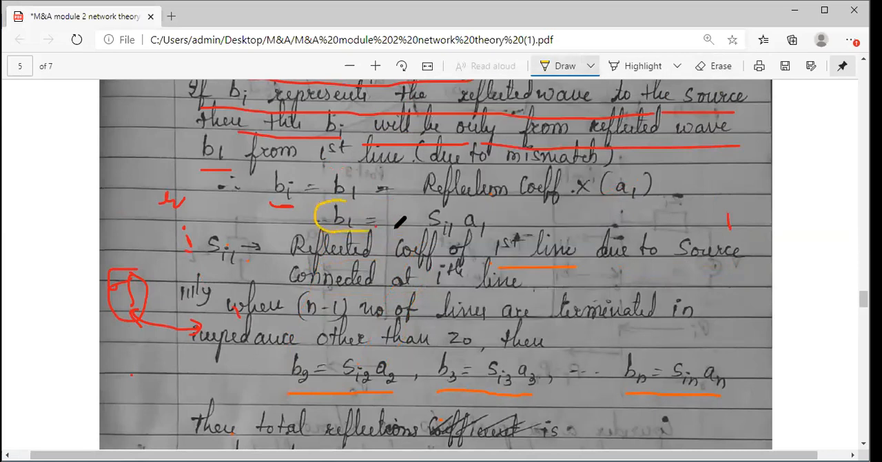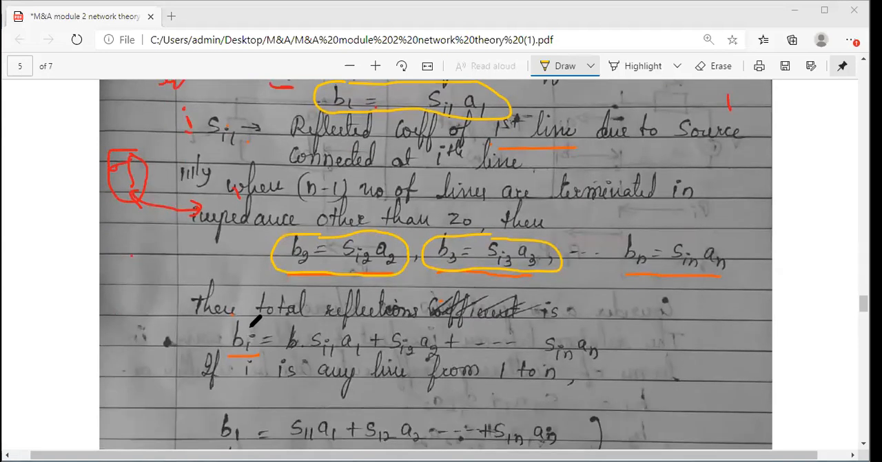For the ith line and first line, this is your reflection. For the ith line and second line, second combination, this will be it, third combination, third figure, this will be it, and up to n figures. So for a multi-port network, if I combine all these reflections, Bi is equal to the sum of these, B1 plus B2 plus B3 up to Bn. Okay, all these have to be added. Total, because for a complete network I want it.